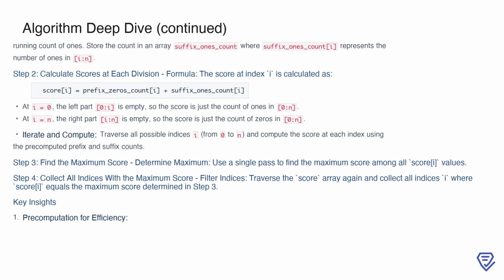using the pre-computed counts, and store these scores in an array. The next step is to determine the maximum score among these values. This can be done in a single pass through the score array. Finally, we collect all indices where the score equals the maximum score. This involves a second pass through the score array to filter and store the indices where the maximum score occurs.